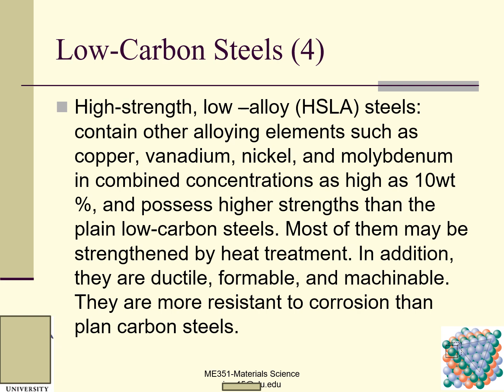On the contrary, high strength low alloy steels contain other alloying elements such as copper, vanadium, nickel, and molybdenum in combined concentration as high as 10%, and possess higher strength than the plain low carbon steels, and most of them may be strengthened by heat treatment. In addition, they are ductile, formable, and machinable, and they are more resistant to corrosion than the plain carbon steels because of the alloying elements we added here.